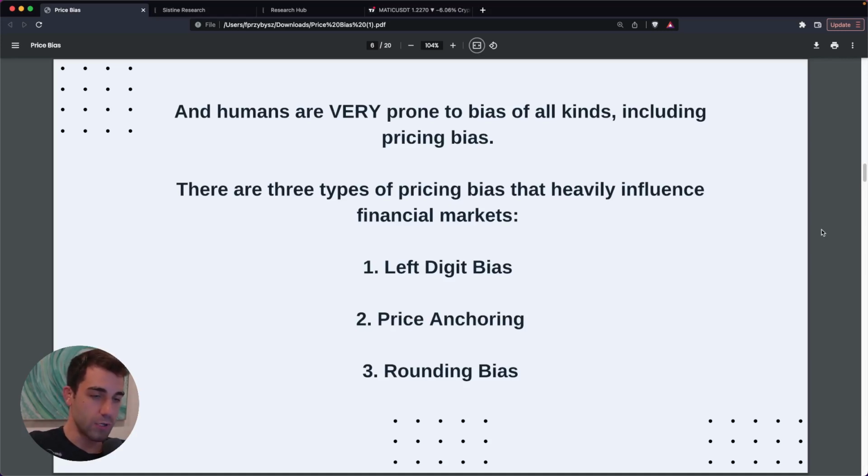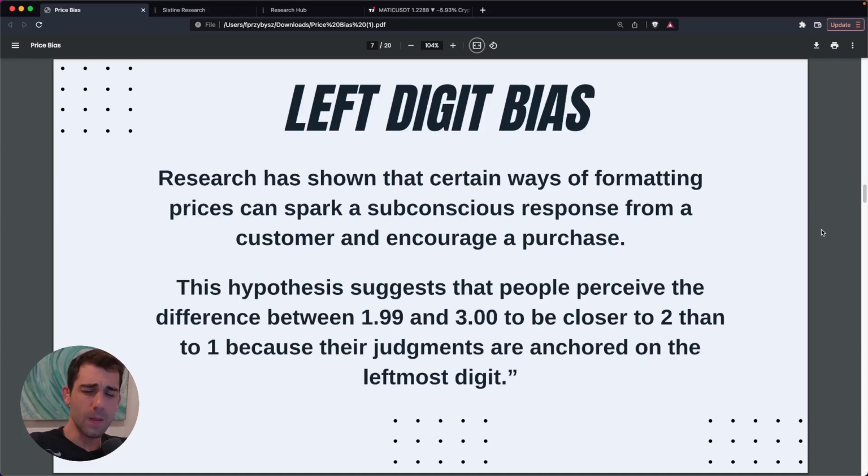So there are three types of pricing bias that heavily influence financial markets. First is left digit bias. The second is price anchoring. And the third is rounding bias. So you're probably familiar with the first one. We'll just go ahead and jump into the first one to get it out of the way. But it's actually really important, so don't let me undersell it to you.